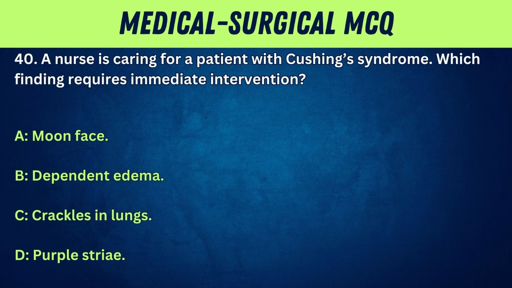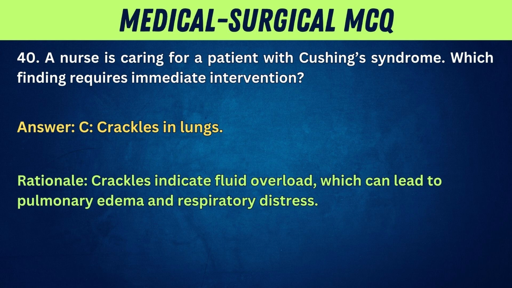40. A nurse is caring for a patient with Cushing's syndrome. Which finding requires immediate intervention? A. Moon face. B. Dependent edema. C. Crackles in lungs. D. Purple striae. Answer: C. Crackles in lungs. Rationale: Crackles indicate fluid overload, which can lead to pulmonary edema and respiratory distress.